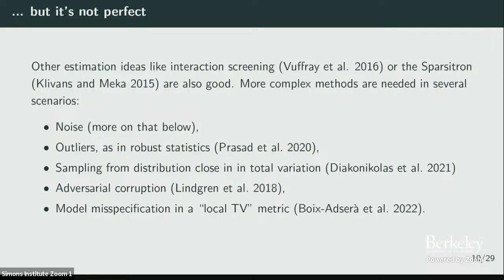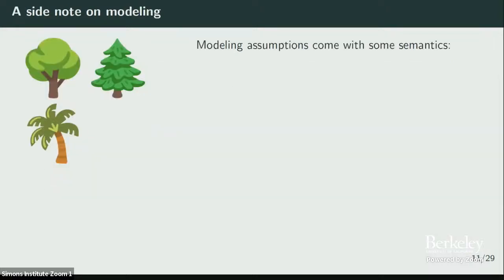But I like to take it old school, so I'm going to stick with Chow-Liu, and I want to know what we can say about Chow-Liu in this context of noise. The reason I want to do this is to emphasize a meta point, which is that the modeling assumptions that we make have some semantic value, so when we decide to set up a model for our problem, we should think about what it means.